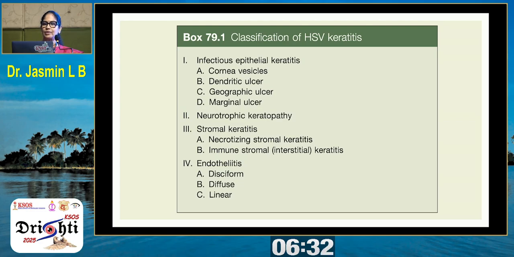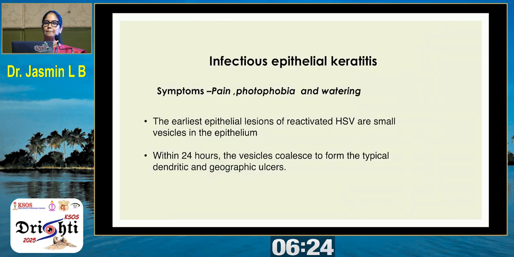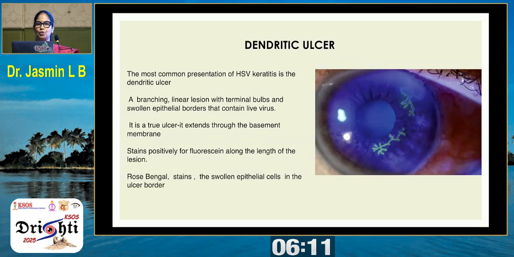This is the classification of recurrent HSV keratitis: infectious epithelial keratitis, neurotropic keratopathy, stromal keratitis, and endothelitis. Infectious epithelial keratitis usually presents with pain, photophobia, and watering. The earliest lesions present as multiple vesicles. Within 24 hours, the vesicles turn into a typical dendritic or geographic ulcer. This is the typical dendritic ulcer. It is the most common presentation.